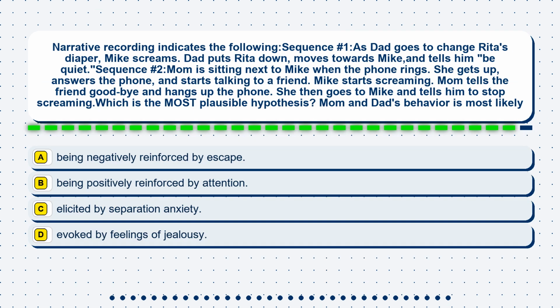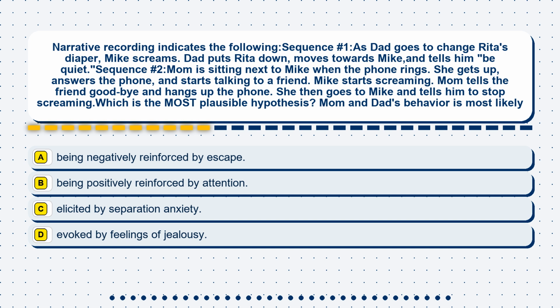Question 9. Narrative recording indicates the following sequence. Sequence #1: As Dad goes to change Rita's diaper, Mike screams. Dad puts Rita down, moves towards Mike, and tells him to be quiet. Sequence #2: Mom is sitting next to Mike when the phone rings. She gets up, answers the phone, and starts talking to a friend. Mike starts screaming. Mom tells the friend goodbye and hangs up the phone. She then goes to Mike and tells him to stop screaming.